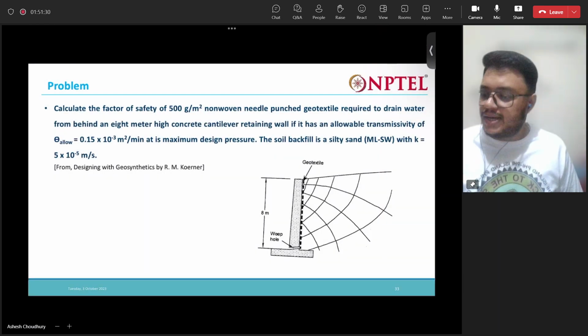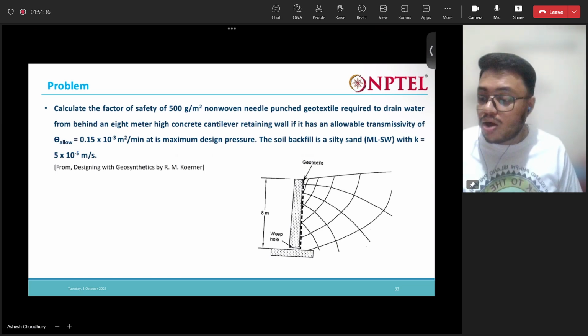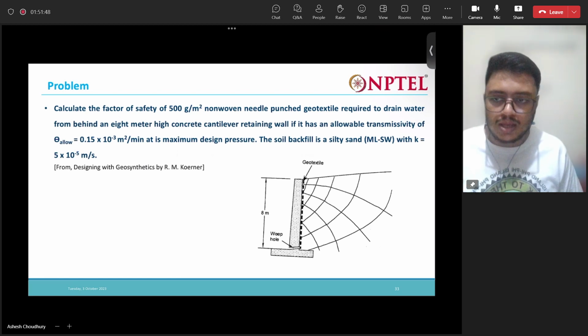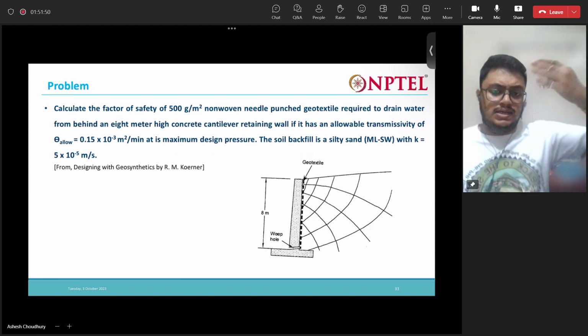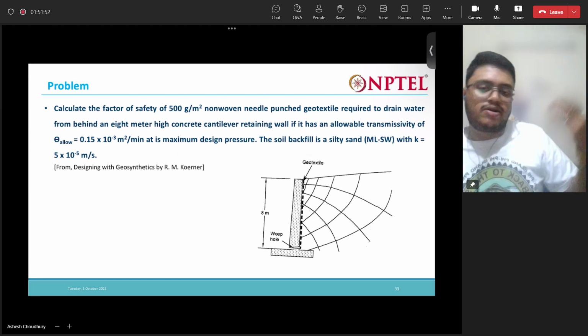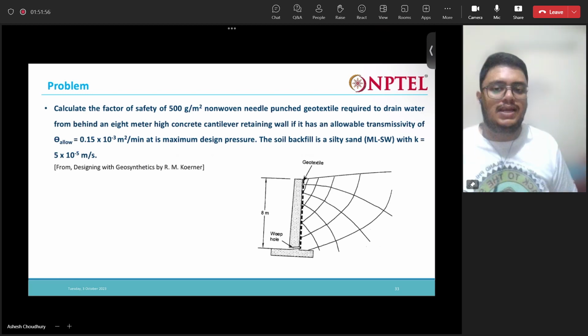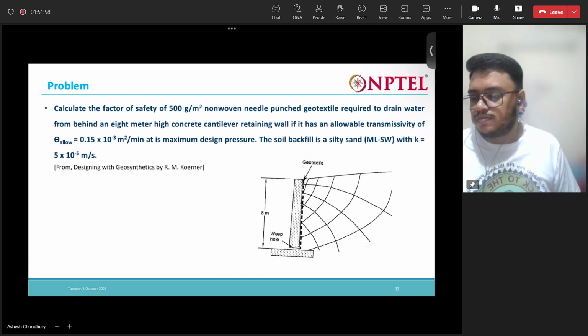So this is just a retaining wall problem. With this problem you can get an idea in what all uses geosynthetics are actually used. In what all areas these geosynthetics are used, as for drainage purposes. With these problems you can actually get an idea.